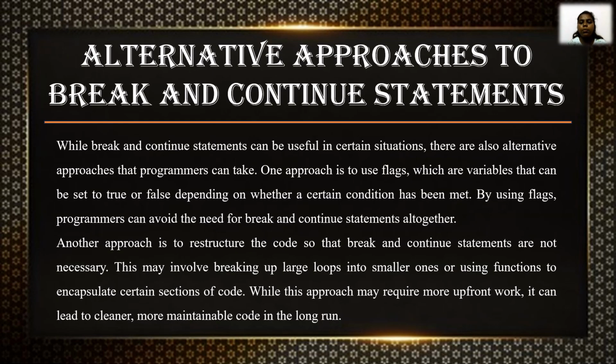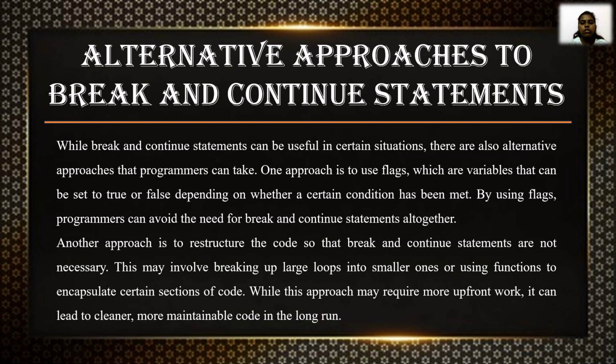Alternative approaches to break and continue statements. While break and continue statements can be useful in certain situations, there are also alternative approaches that programmers can take. One approach is to use flags, which are variables that can be set to true or false, depending on whether a certain condition has been met. By using flags, programmers can avoid the need for break and continue statements altogether.